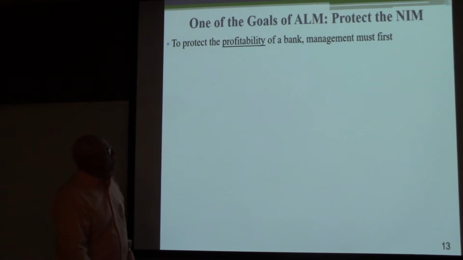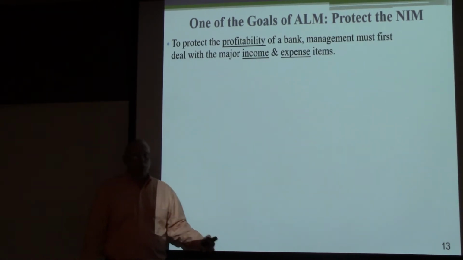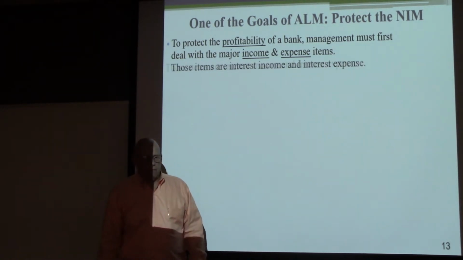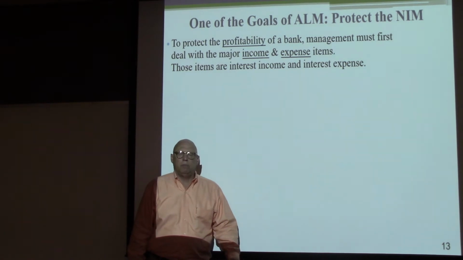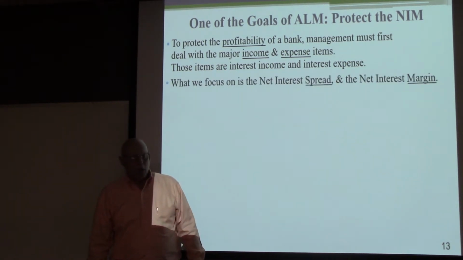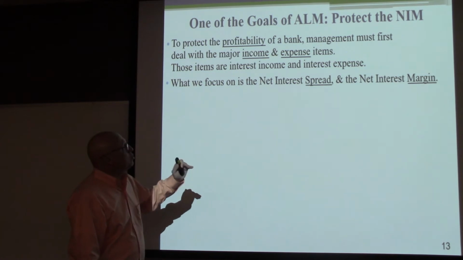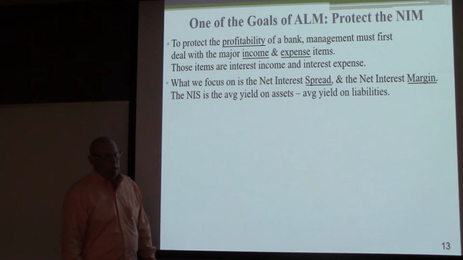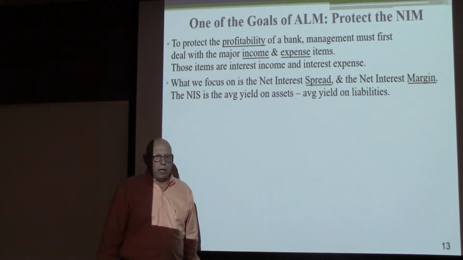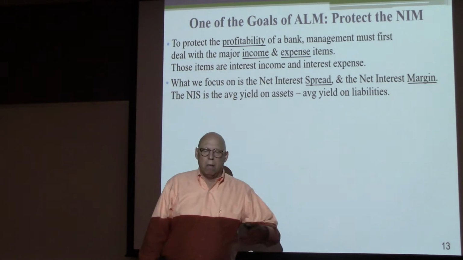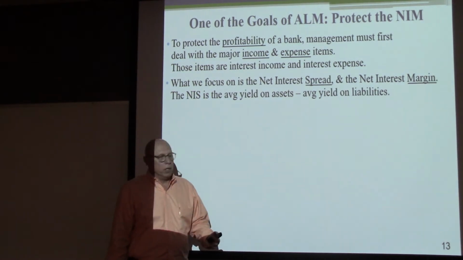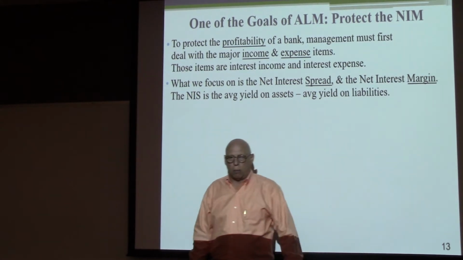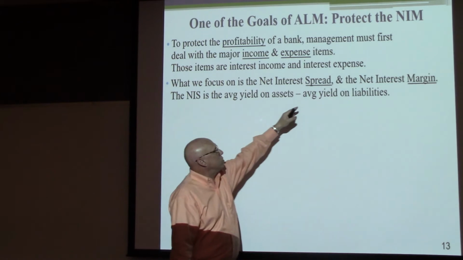All right, so to protect the profitability of a bank, management must first deal with the major income and expense items that banks have. These items are interest income and interest expense. What we focus on is the net interest spread, the NIS, and the net interest margin. The NIS, net interest spread, is the average yield on assets minus the average yield on liabilities. And of course, we want this to be high and this to be low and the difference to be high. That's our profit margin. This is our income, this is our expense.